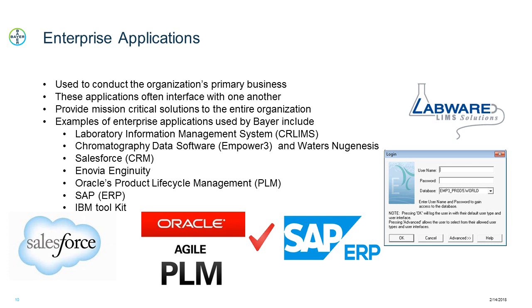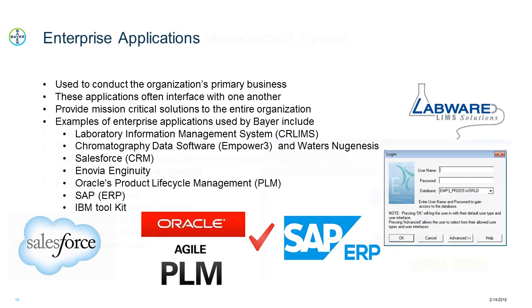And again, examples of these are CRLIMS. For a lot of our stability data, we have our chromatography data for our HPLCs and GCs running on a Waters product called Empower 3 in Waters New Genesis. Our CRM is Salesforce. Our formulations database is Innovia Ingenuity. Our product lifecycle management, or PLM, is Oracle. SAP is our ERP system used for purchasing and inventory. And again, our IBM toolkit.